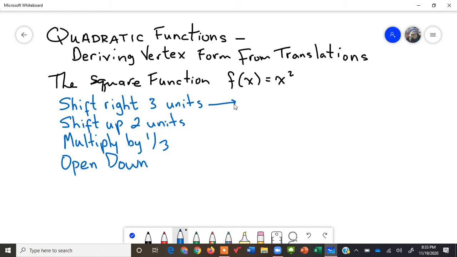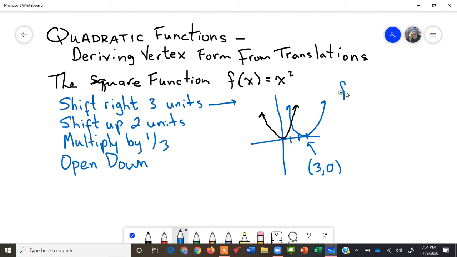So first, let's look at what happens when we shift it 3 units to the right. We start off with our square function, and then we want to go 3 units to the right. Now the vertex is at the point 3, 0, but otherwise the shape has not changed. It has the same shape, it's just been shifted 3 units to the right. So what we've done is we've moved the x coordinate 3 units to the right.